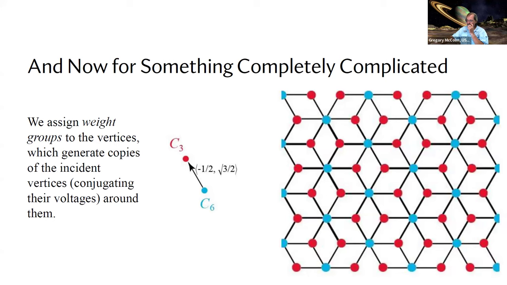Okay, so let's try our favorite groups. A group of order 6, that'll do the job. It will create 6 copies, or actually 5 additional copies, of the edge around the blue vertex, and 2 additional copies of the edge around the red vertex. Now we're going to want to unpack this, and it turns out to be a little bit more complicated.